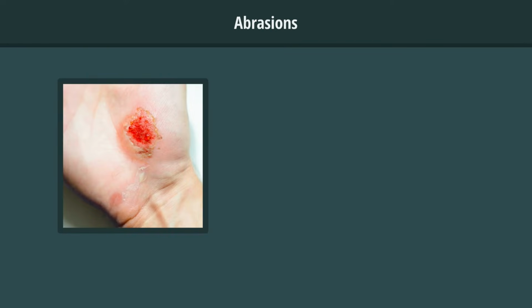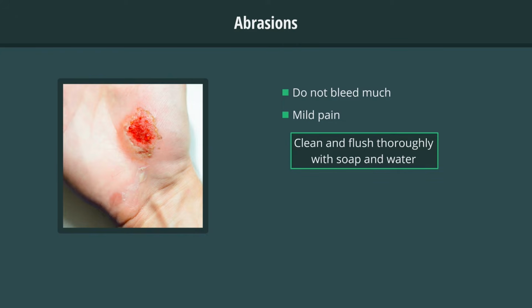There are generally four categories of injuries, with abrasions being the most common type of open wound. Abrasions do not bleed much, with a mild sensation of pain associated with them. It is important to clean and flush an abrasion thoroughly with soap and water to prevent infection, and then to apply a sterile dressing, such as a bandage.